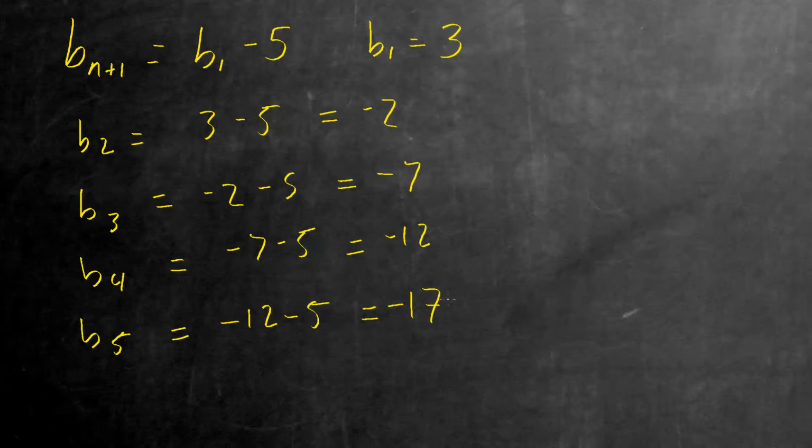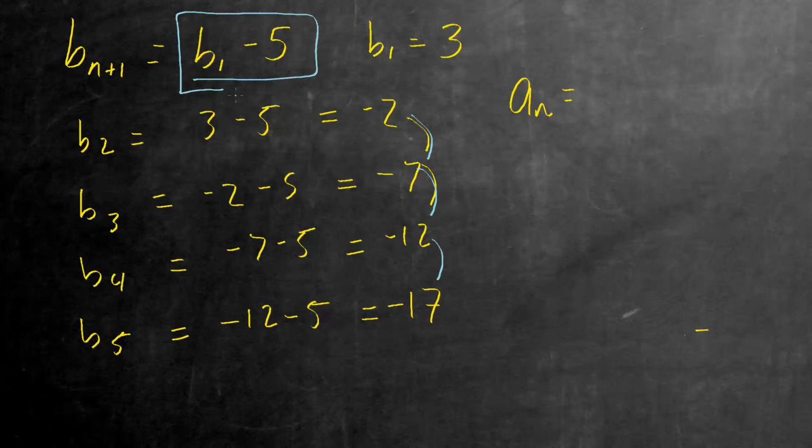And then it asks us to find a formula for the sequence that is not recursive. So we want to find our a(n) formula. What's our pattern? We are subtracting 5 each time, which if we look at this, that's what it tells us. We take the term before it, and we subtract 5 to get the next term. Then we subtract 5, get the next term. That's what it's telling us.